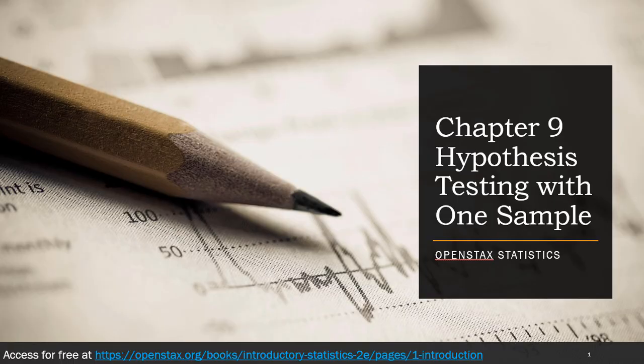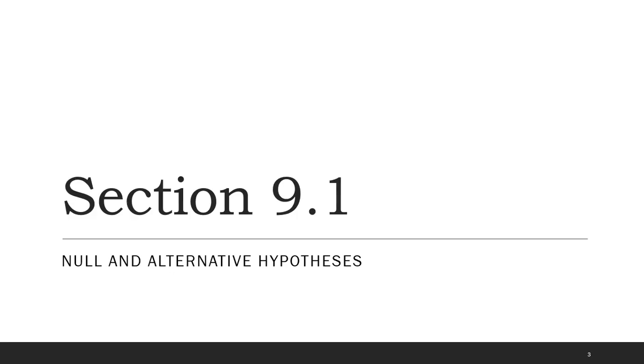So we are in OpenStax statistics, and this is chapter 9, where we're going to be talking about hypothesis testing with one sample. And in this video, we're going to talk about just section 9.1, where we're going to discuss the null and alternative hypothesis.